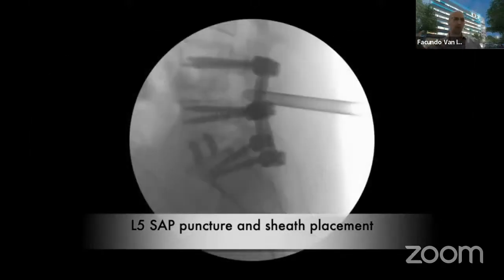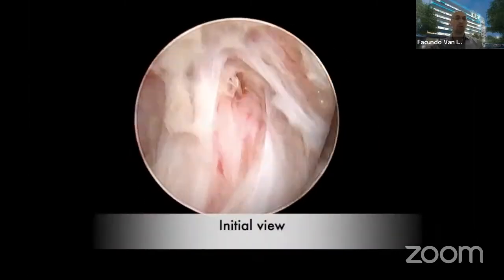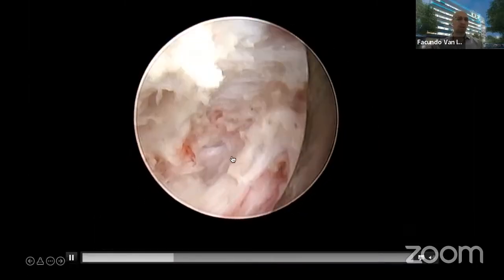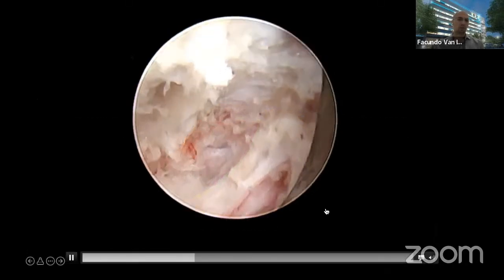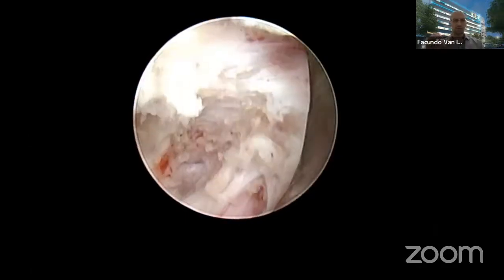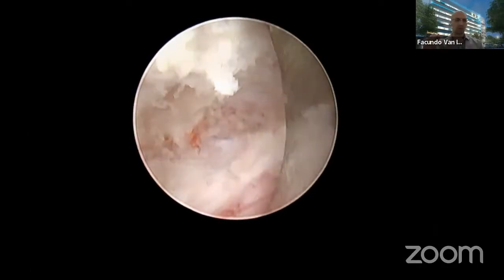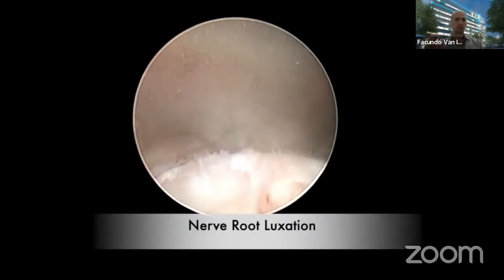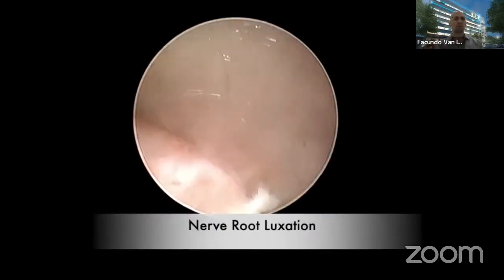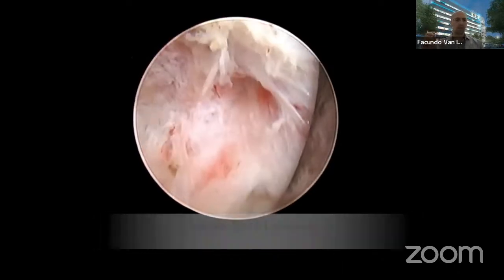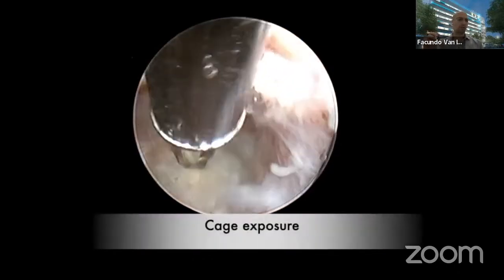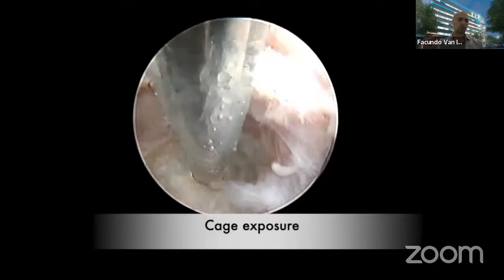the idea was the same, to navigate from that safe zone to the foramen and identify the nerve root, the cage, and the remnants of the L5 SAP. And look at this. This is the same maneuver that we use in the interlaminar approach. This rotating maneuver with the working sheath allows us to mobilize the exiting nerve root and access the place where the cage was. And here's the cage exposure.